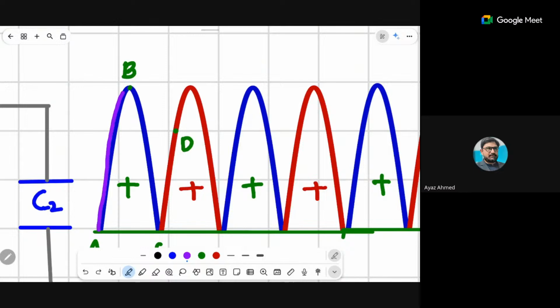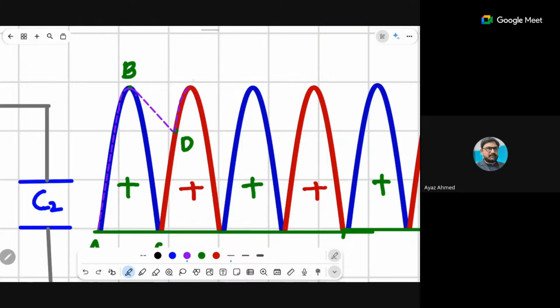The capacitor will be charged accordingly till this point. Sorry. And then the capacitor will be discharged with these voltages. See, this is basically the capacitor charging, and now your capacitor will discharge to this point. Okay, then again it will be charged, again it will be charged, and then it will be discharged.